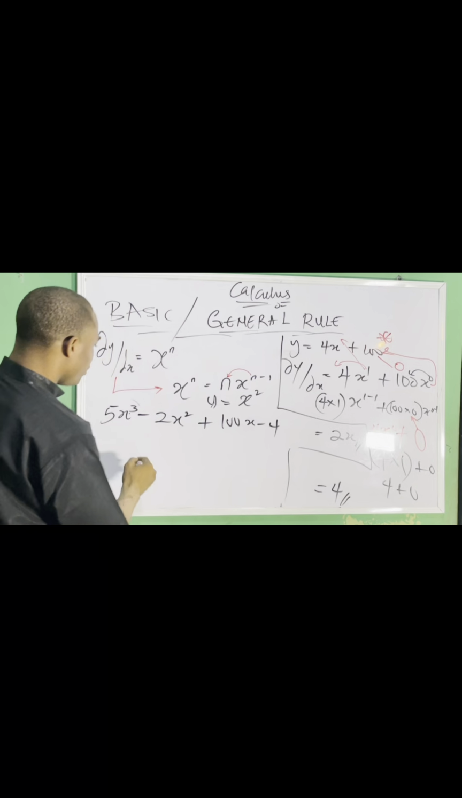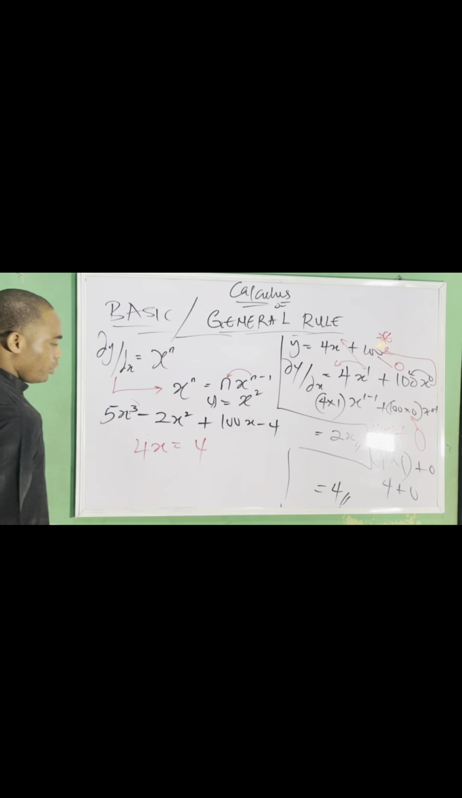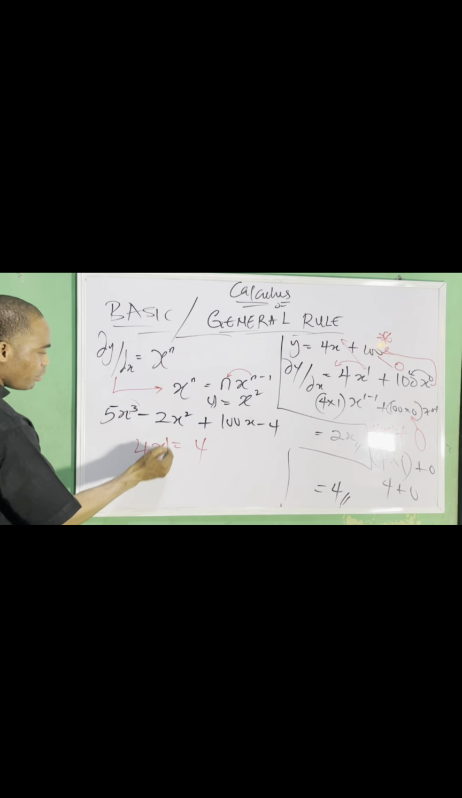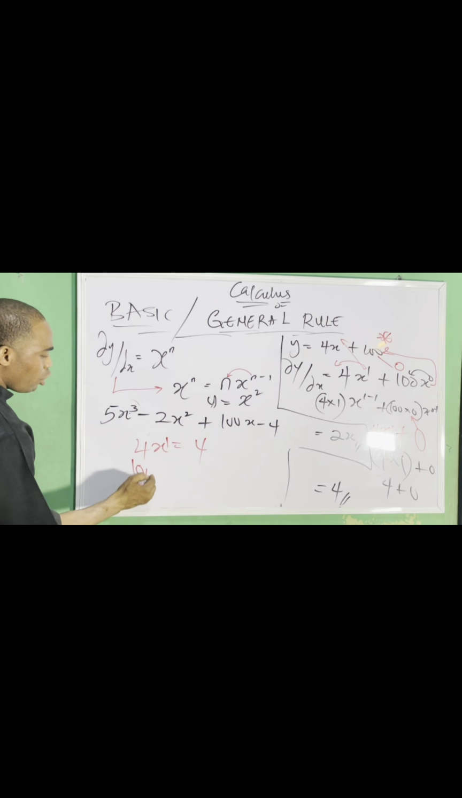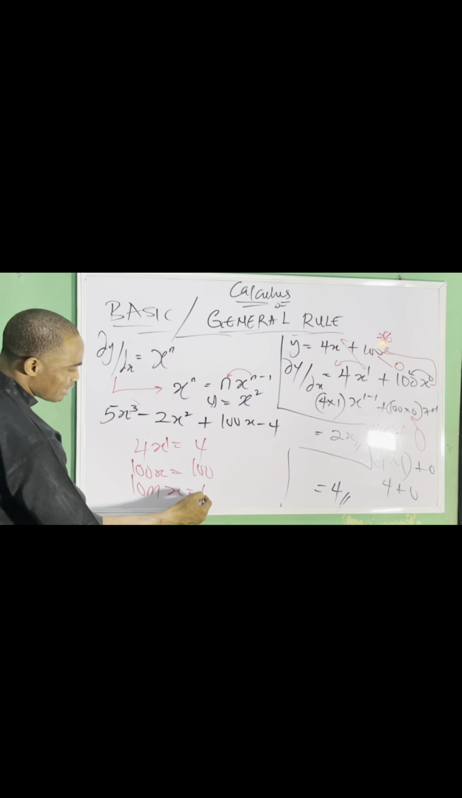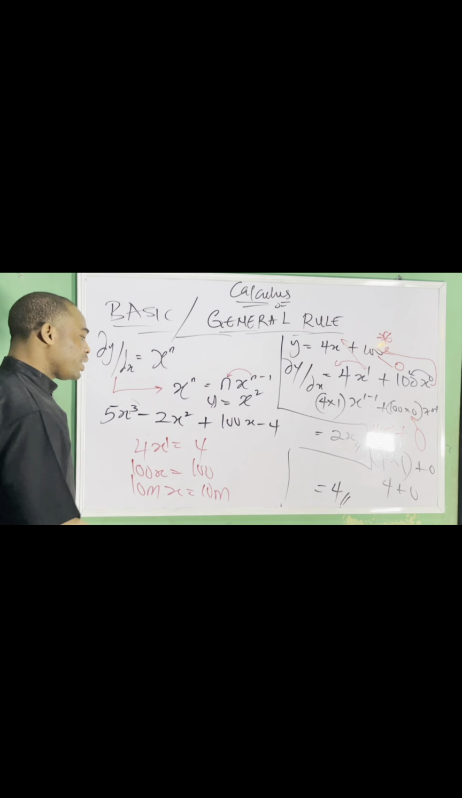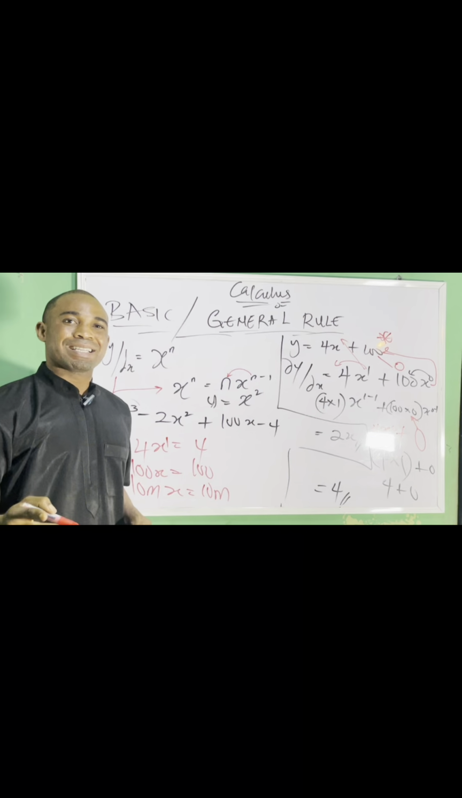What do I mean? If you are differentiating 4x, you will get 4, because the highest power of x that you are differentiating, which is the variable, is 1. So if you are differentiating 100x, your final answer will be 100. If you are differentiating 10 million x, your final answer will be 10 million. That's what I'm saying. But if you are differentiating a constant without x, your final answer will be 0.